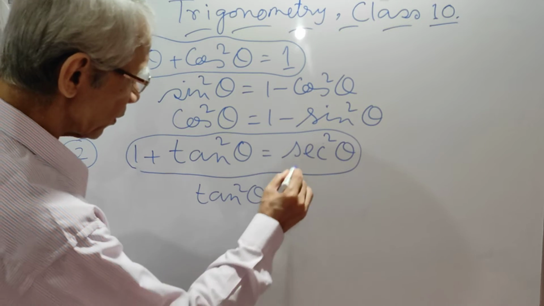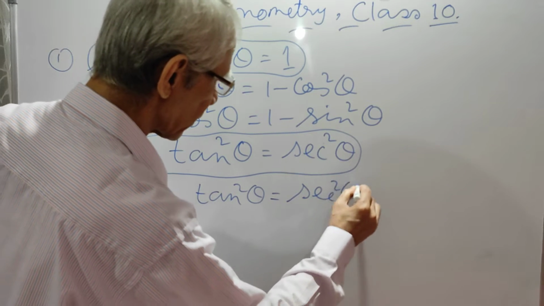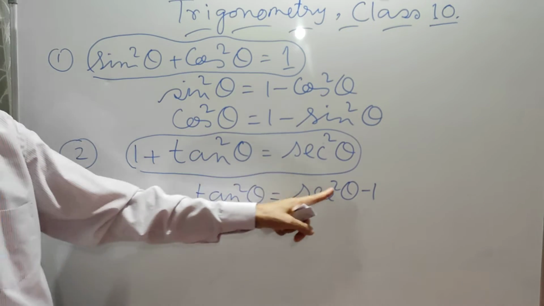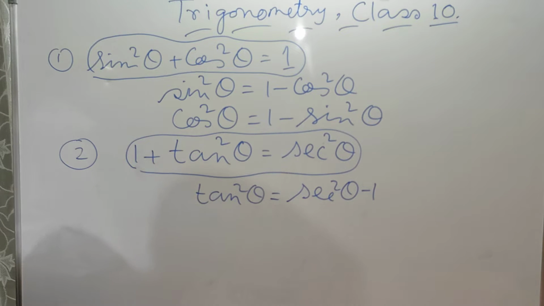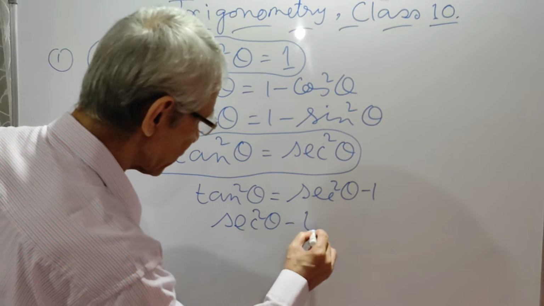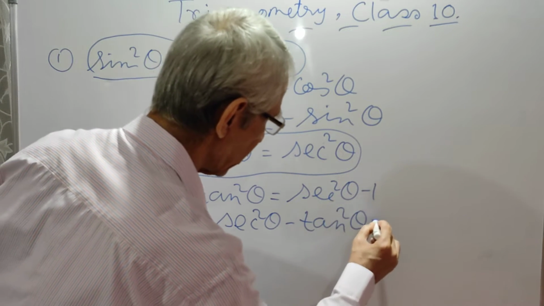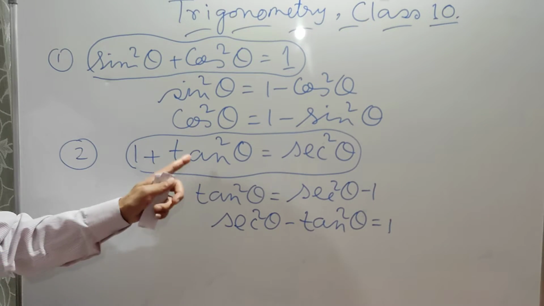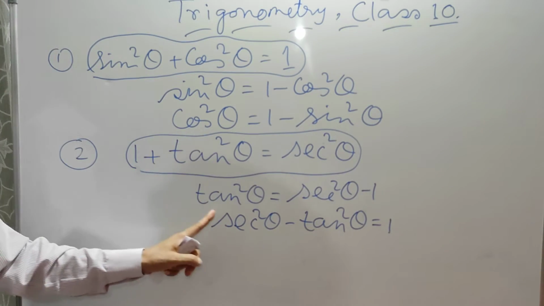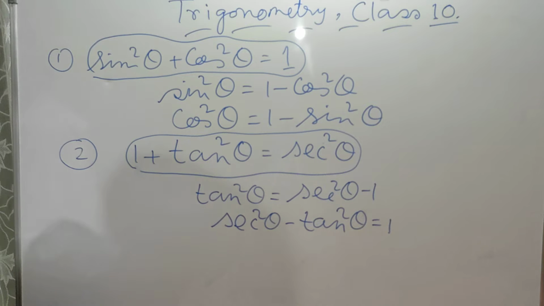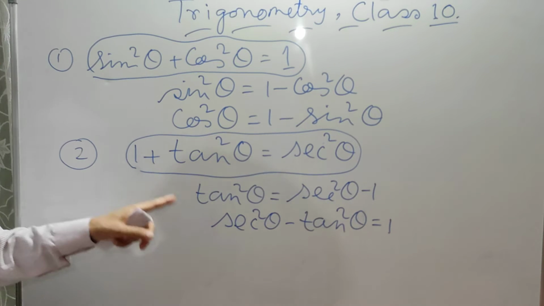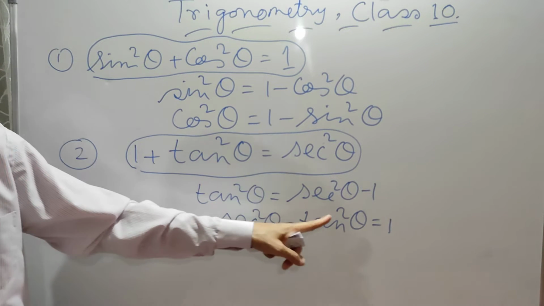Tan square theta equal to sec square theta minus 1. So if you take 1 to the right side, by the equation rule, tan square theta will be sec square theta minus 1. All right, or sec square theta minus tan square theta equal to 1. So this tan square theta you take to the right, so it will become sec square theta minus tan square theta equal to 1. So these two are derivations. This is the main formula. So from here we get tan square theta is sec square theta minus 1, and then we get sec square theta minus tan square theta equal to 1.